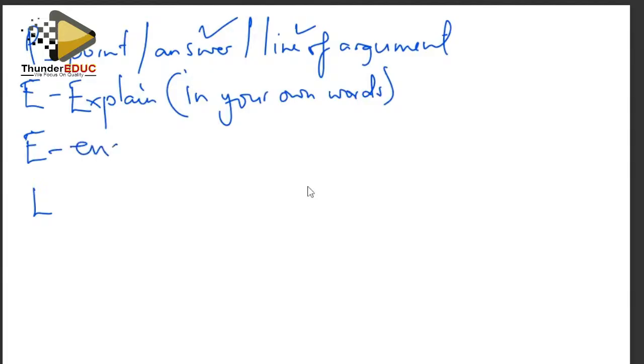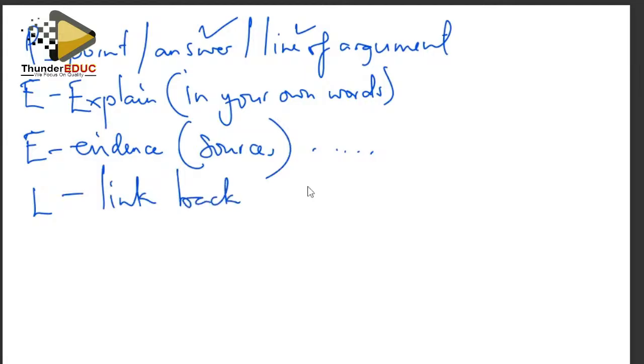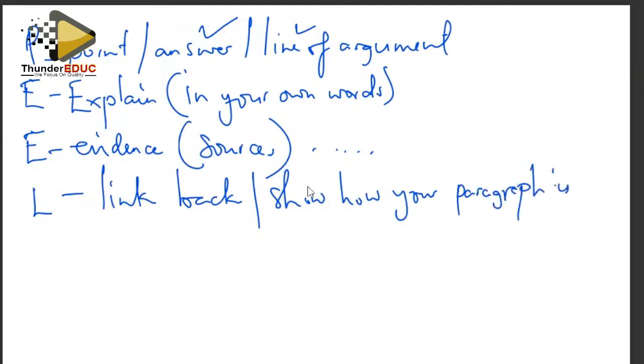Then you want evidence. That is where you use sources. You are now extracting and you quote the sources that you have consulted. And then you link back to the line of argument, or you show how your paragraph is answering the question. That is a link. How is that answering the question? What you are saying and what you are explaining, how is it answering the question?